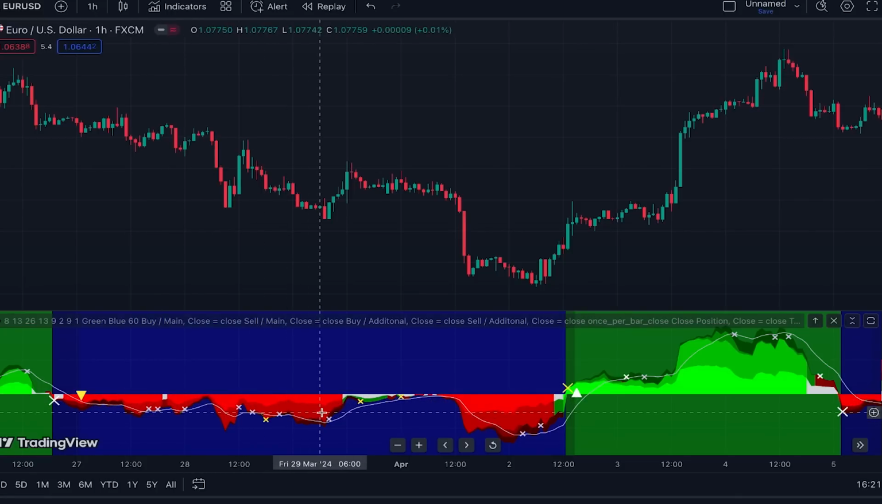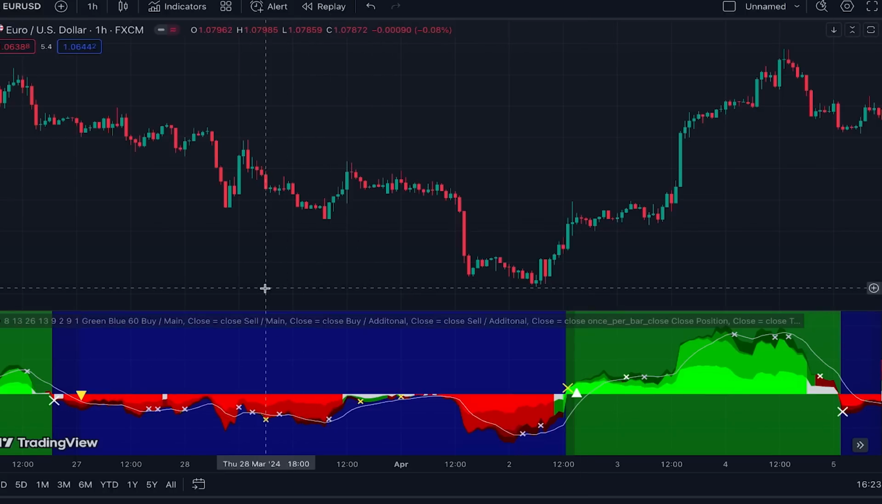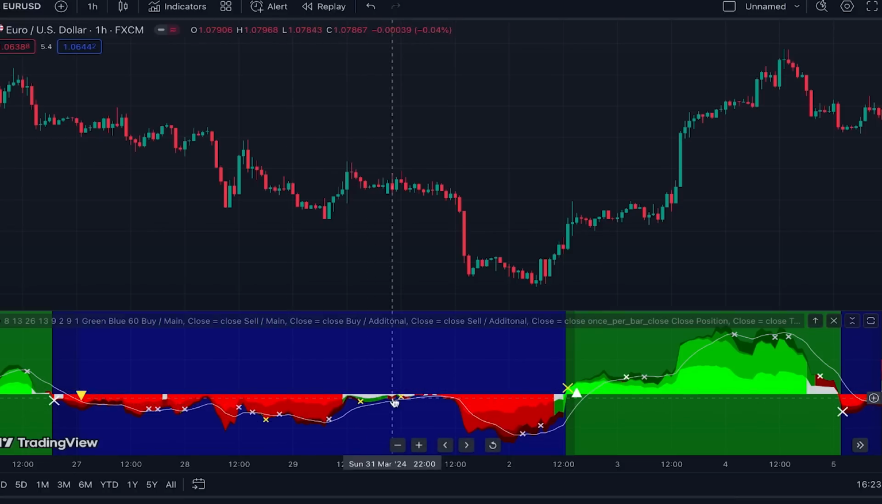When conversion and baseline cross, we have these small yellow signs which you can partially take your profit, and by default here in the settings of the indicator, take partial profit by EMA is on, which are these white signs, and it happens when we have EMA cross. This white line is EMA with length of 9, as I mentioned earlier. If you see too much of these white signs and you find them distracting, you can turn it off here by the help of this option. So you will not have these small signs based on EMA cross, and you will only have these yellow signs which are when conversion and baseline cross.